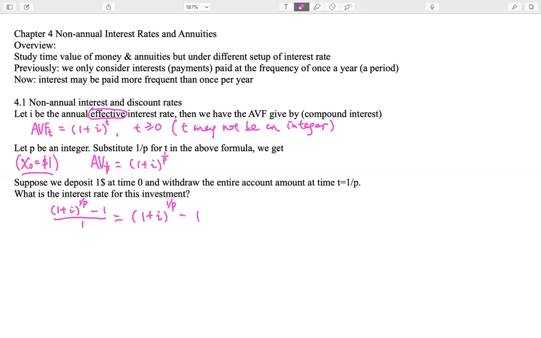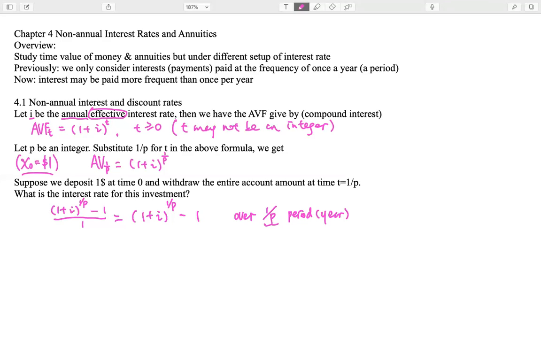The rate I will earn, or we will earn, over 1 over P period, or over 1 over P years, because we usually set year as the unit period, right? This is the interest that we earn, okay? We are not talking about per year, because here i is the effective over 1 year. Here, this is the interest rate we earn over 1 over P years, all right?